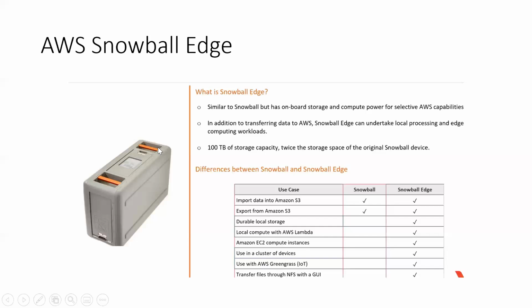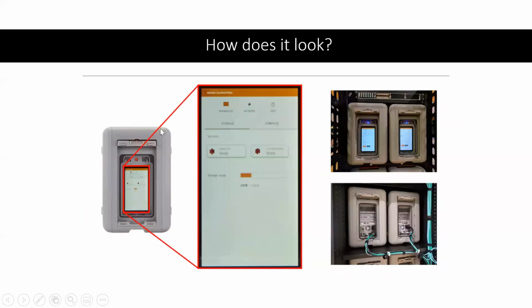Here also you get a physical device, you connect to it via your local network and transfer your data. But the best part about this device is that you get one small GUI option. You can assume it like a mini photocopy machine or a printer, where you have a GUI screen. So here it gives you the capability to transfer and connect, check your storage and compute. So this is how this device looks.